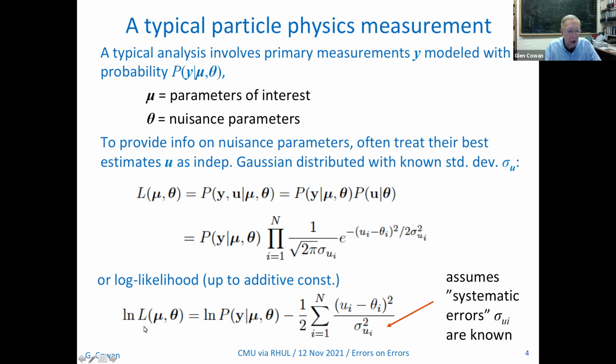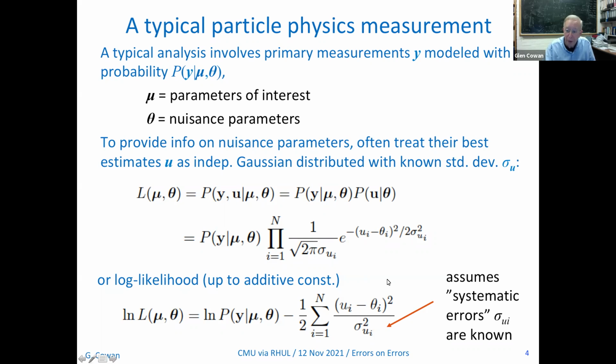Okay, so the log likelihood, up to an additive constant, is just the normal log likelihood from the primary measurements, plus this sum of quadratic terms. Sometimes called a constraint term in particle physics, although that's maybe a bit of a misnomer.